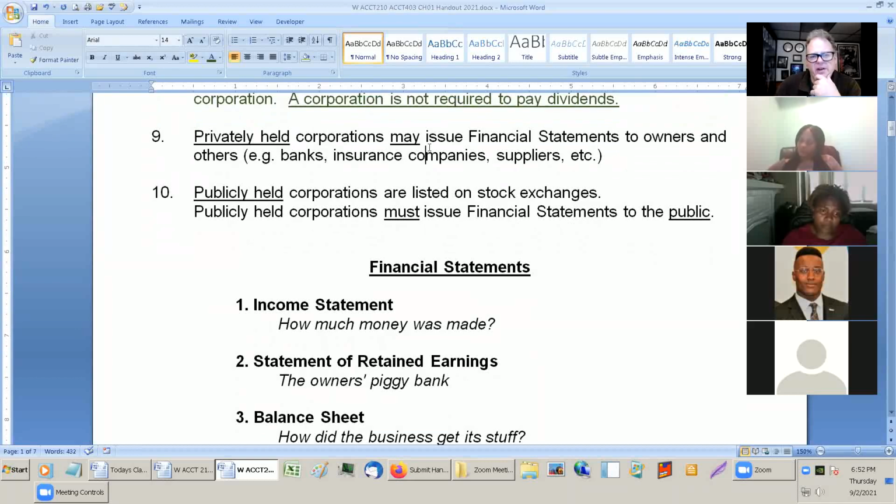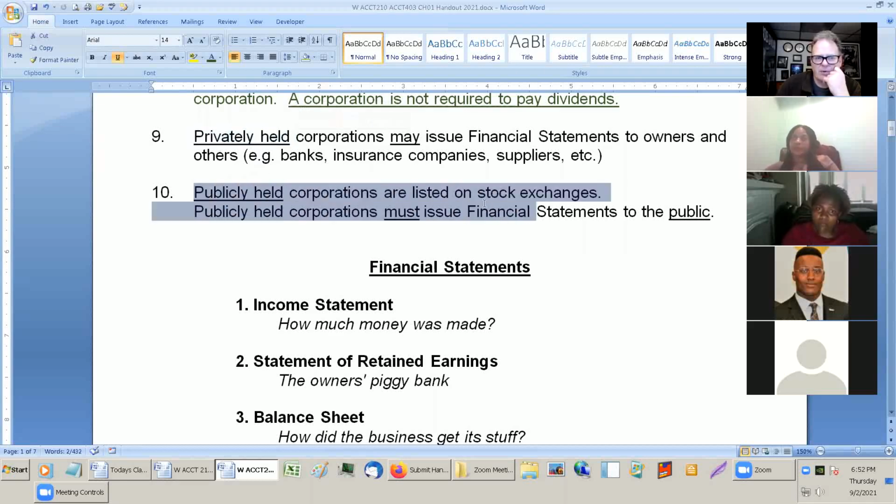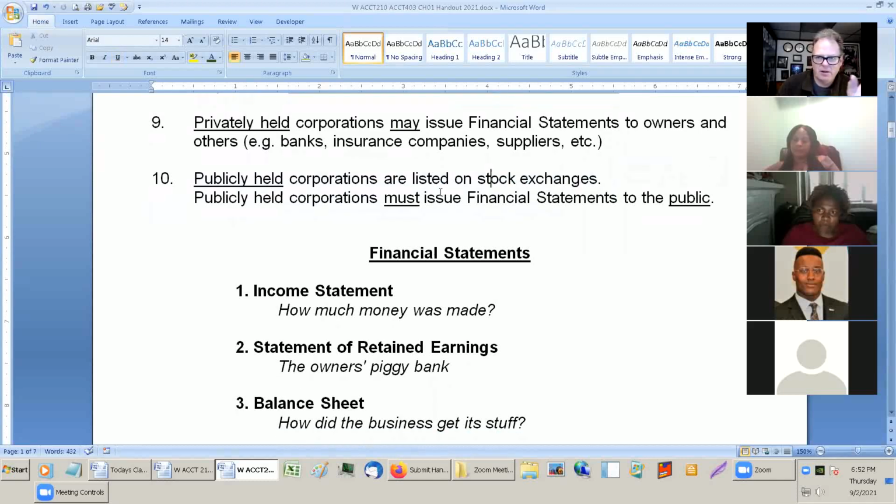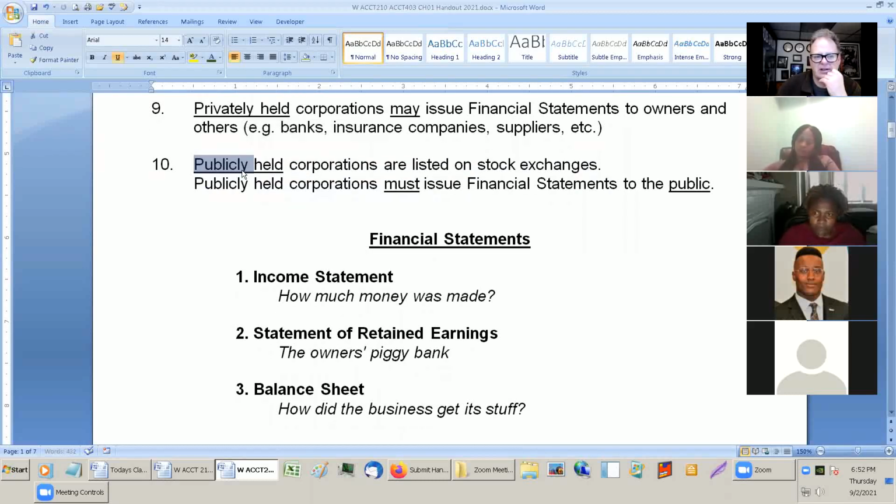Privately held companies may issue financial statements. We'll talk about financial statements. Financial statements are what we're going to use to kind of put things in order. If you're a privately held company, unless somebody else is asking for financial statements, you don't have to put them out. Publicly held companies like IBM and Ford and Target and Walmart, if they're publicly traded, they're required by law to issue financial statements. So publicly traded companies must issue financial statements.